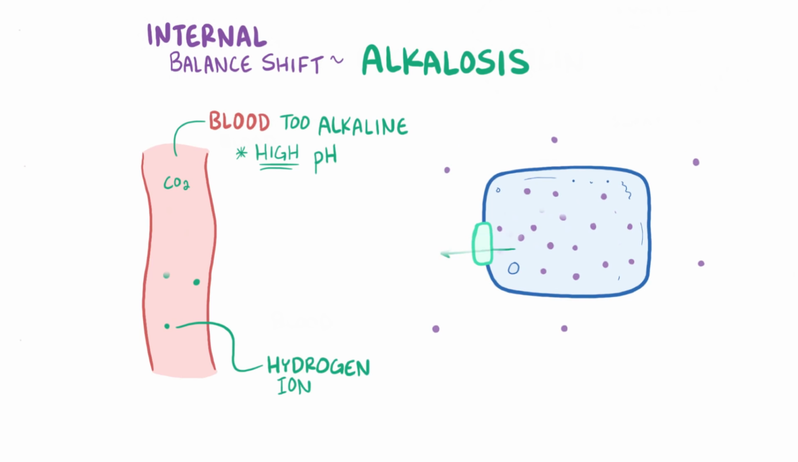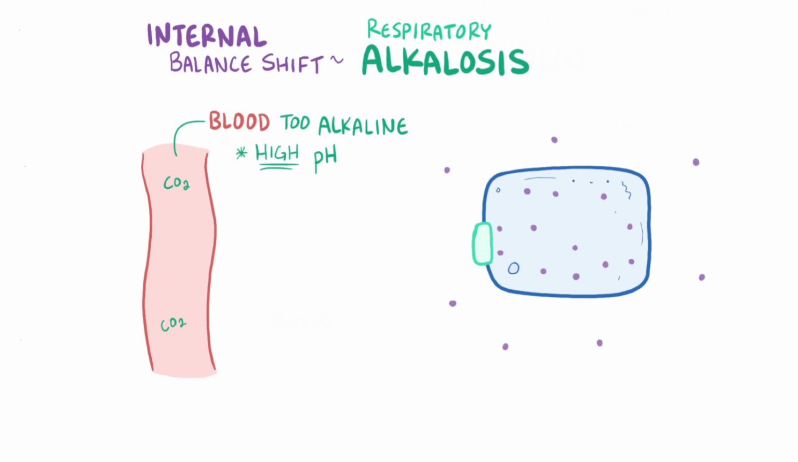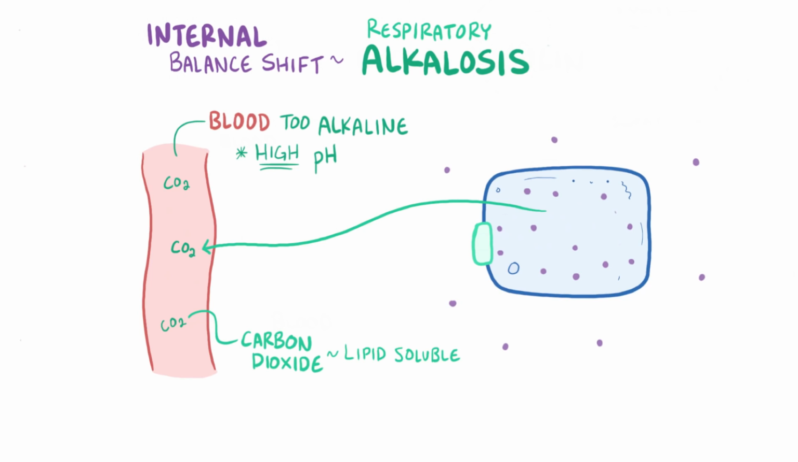That being said, not all acid-base disturbances affect potassium levels. For example, in respiratory alkalosis, due to low carbon dioxide levels in the blood, potassium levels aren't typically affected because CO2 is lipid-soluble and freely moves out of cells without being exchanged for potassium, therefore no hypokalemia.